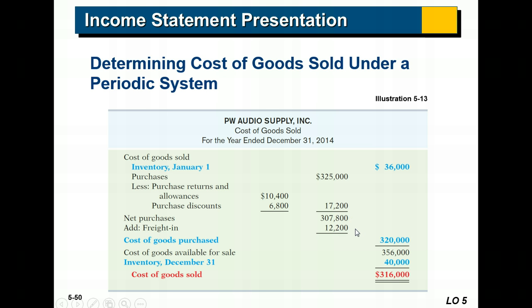FOB shipping point means we paid for the goods. Free on board destination means the seller pays for those goods. Free on board shipping point means we paid for them. Then we show all the cost of goods purchased, what's available. After we take our physical inventory count at the end of the year, then we know what our cost of goods sold is. Periodic method, right?